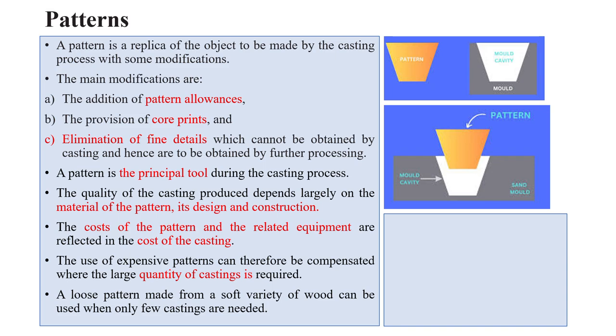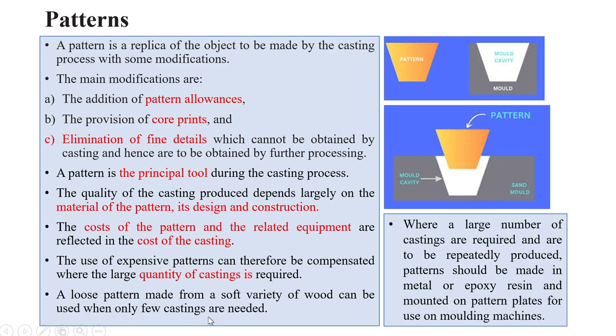So a loose pattern can be made of wood. A soft variety of wood can be used when only a few castings are needed. When a very large number of castings are required and are to be repeatedly produced, patterns should be made in metal or epoxy resin and mounted on a pattern plate on a molding machine. So this is the pattern. You can learn here what a pattern is, and how your pattern is differentiated from your final object.